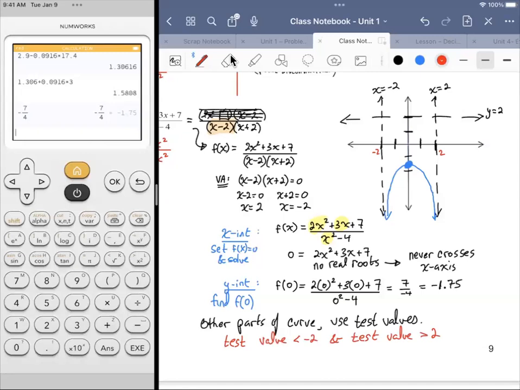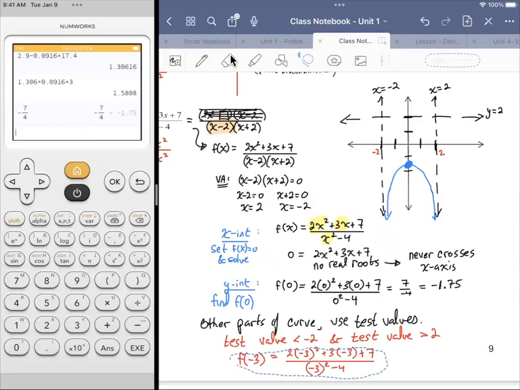So all the nice numbers are already taken. 1 and -1 are irrelevant. And 0, we already did. That's the y-intercept. So the next best number could be anything, but I'm just going to go with -3. So I'm going to find f of -3. And we do that by plugging into the original function. That's going to give me 2 times -3 squared plus 3 times -3 plus 7, all over -3 squared minus 4.